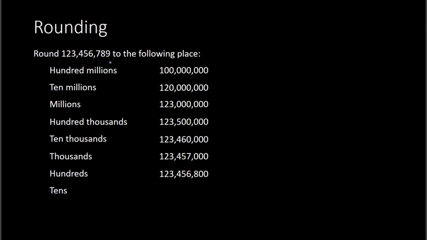In the tens place, we look at the 9, which is the ones place, and the 9 is closer to 10, so I'm going to round the 8 up to a 9, and so it's going to be 1, 2, 3, 4, 5, 6, 7, 9, 0.